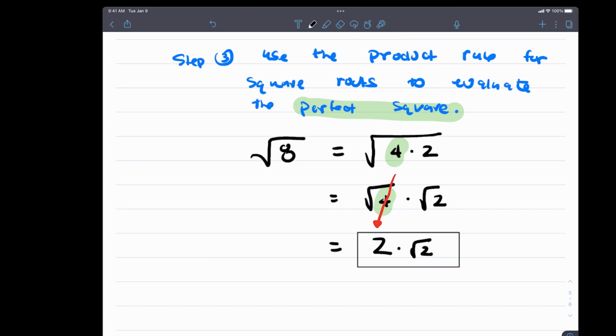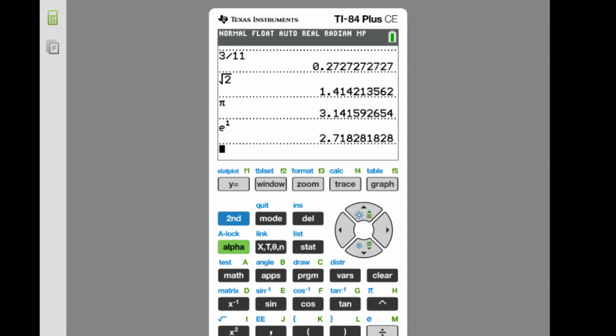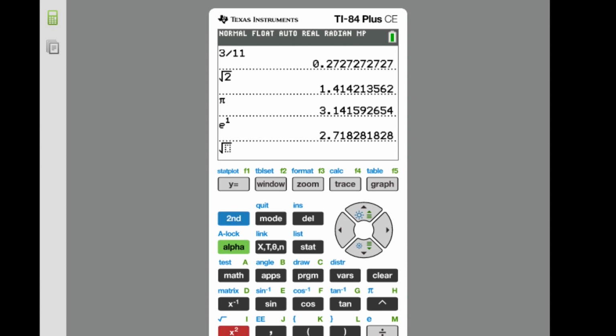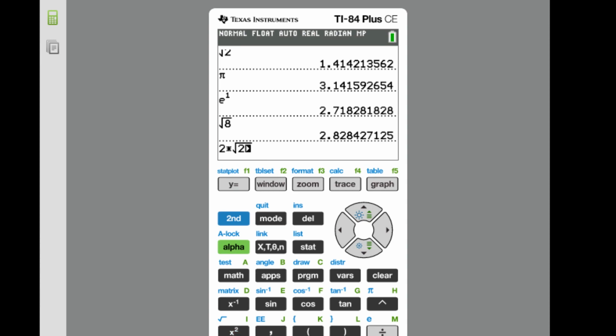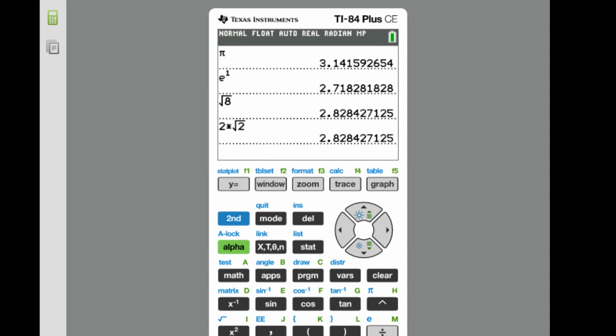That's all. So you might want to verify. Here's my point again. Square root of 8 numerically is 2.8 blah, blah, blah, right? It's an irrational number. What is 2 times the square root of 2? You should see that it's the same thing. That's what I'm saying, that the square root of 8 is 2 square root of 2. But 2 square root of 2 is a simplified answer. And that's what our process is, to simplify.